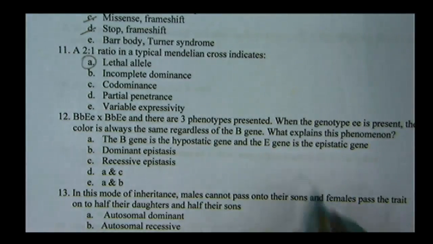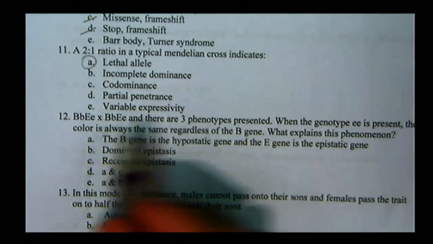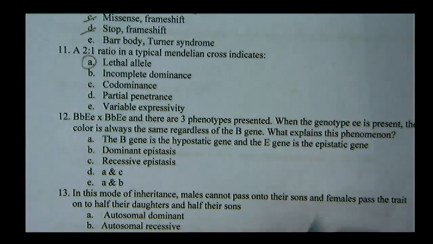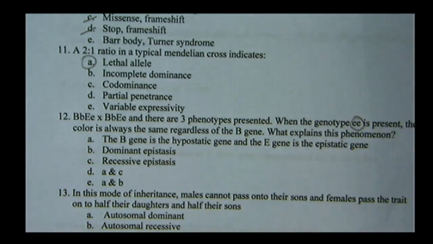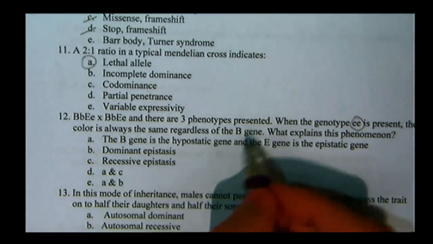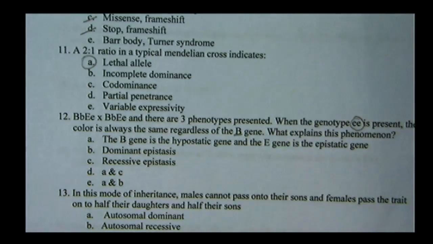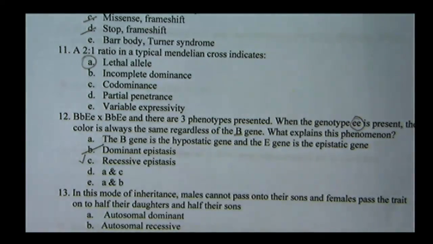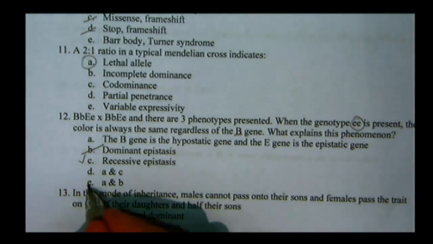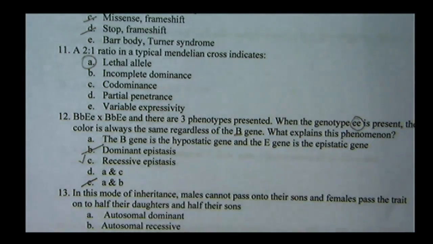You should recognize this is an epistasis question, and we are talking about a homozygous recessive gene acting. So you should think, okay, it is recessive epistasis. It's not going to be dominant, so you can eliminate B and E. So now you just need to figure out if A is true. A is saying that the B gene is the hypostatic gene, and the E gene is the epistatic gene, which is true. The epistatic gene is the gene that is influencing, silencing some sort of influence of the other gene. So both A and C are true.